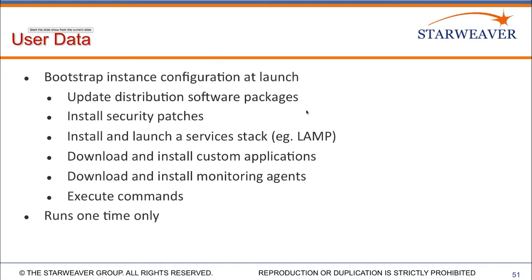This is basically configuration of the instance, such as installing a platform that's not already on the AMI, like maybe PHP or Apache web server, updating distribution software packages, and installing security patches. I could use it to download custom applications from a source code repository or an S3 bucket. I could install agents like monitoring agents. And I could just execute command lines in my bootstrapping script, right?